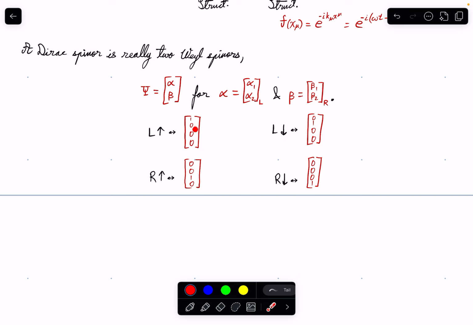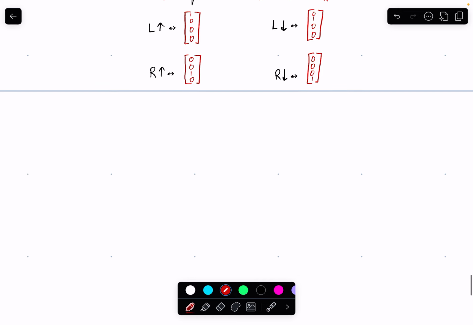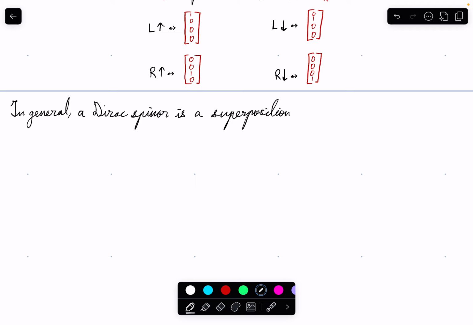These are the components that the Dirac spinor has. So alpha, beta, it really has these 4 components. The top one talks about left-handed spin up fields. The second one, the left-handed spin down fields, then right-handed spin up, right-handed spin down. In general, a Dirac spinor is a superposition of these components.